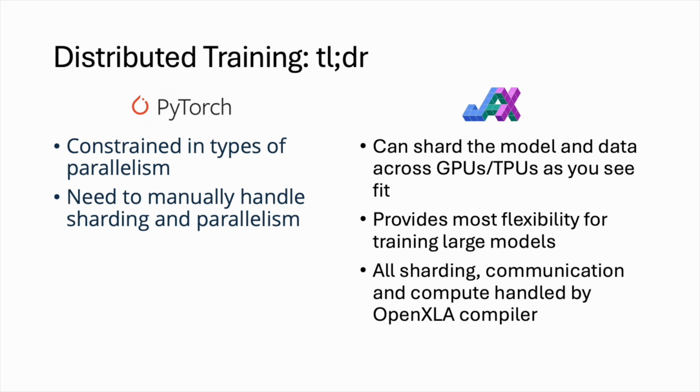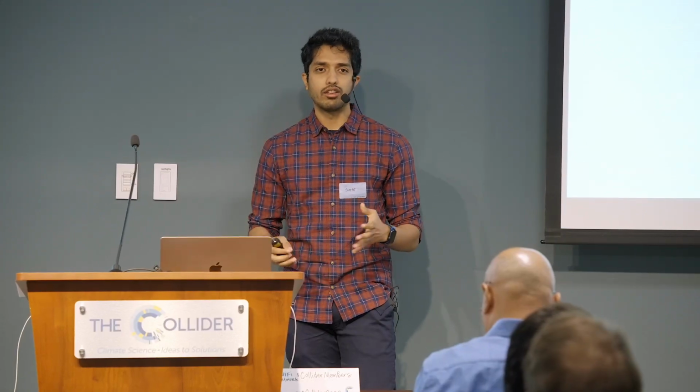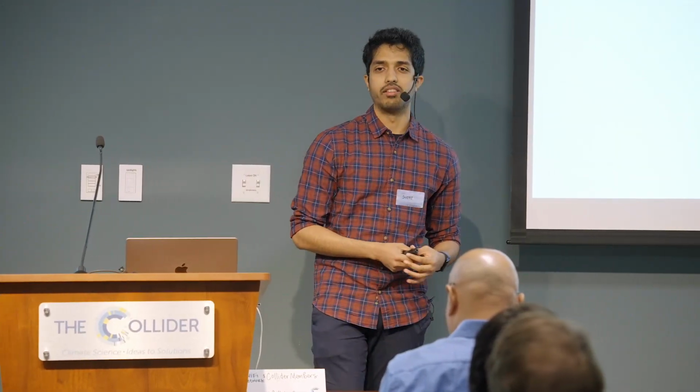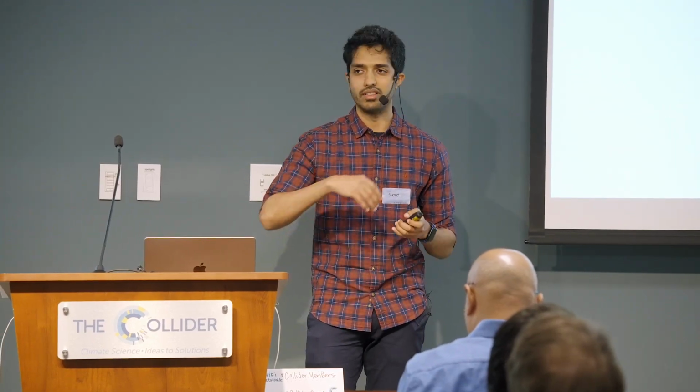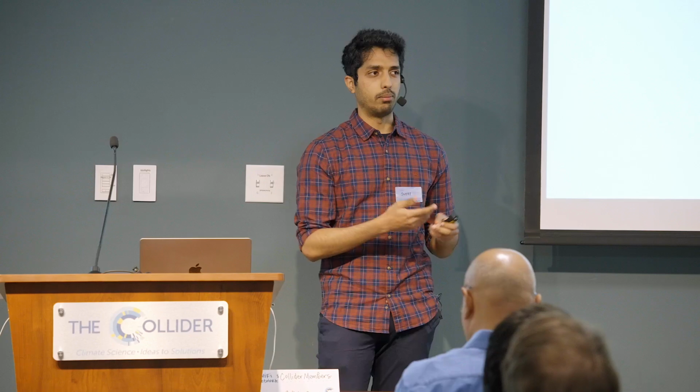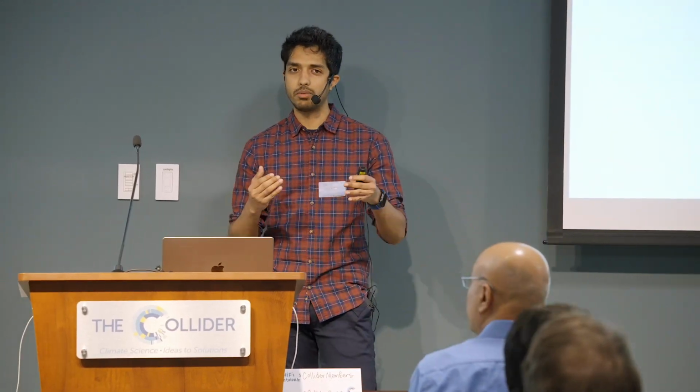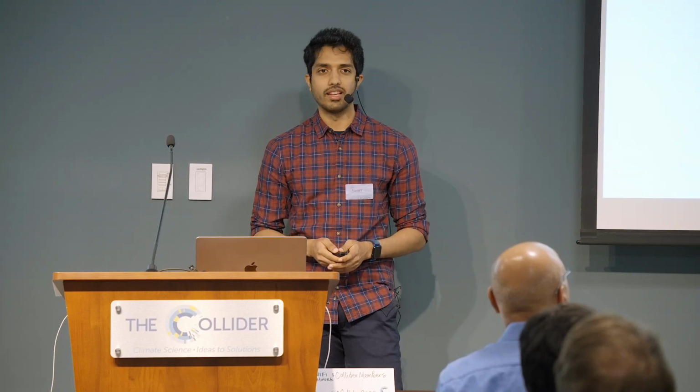Like I said, PyTorch is constrained in the types of parallelism that we can use. We can only use sharding, tensor parallelism, pipeline parallelism, and mixture of experts. But if you want any kind of flexibility in how you shard the model and the data across all the different GPUs, then JAX gives a lot of flexibility for training big models. And JAX handles all of this by default in the compiler, right? So you don't have to worry about how the data goes from one GPU to the other, the inter-GPU communication, and how it overlaps with computation. It's all taken care of by the OpenXLA compiler.